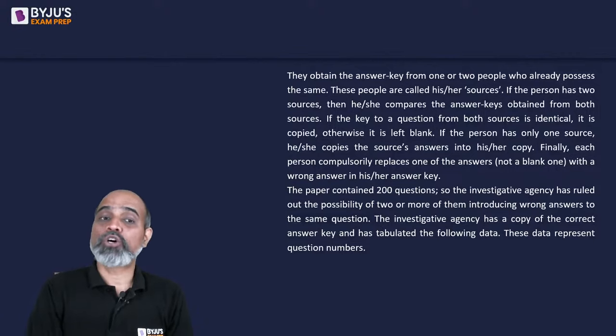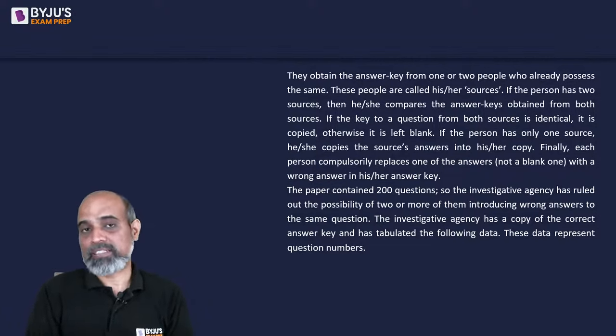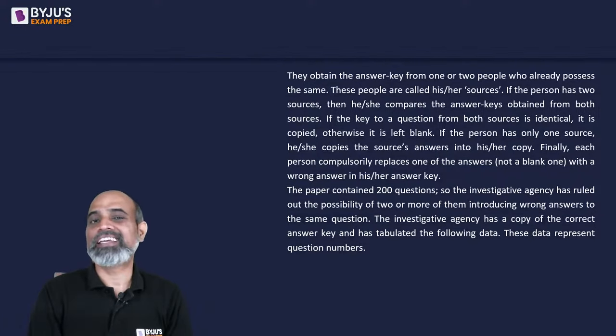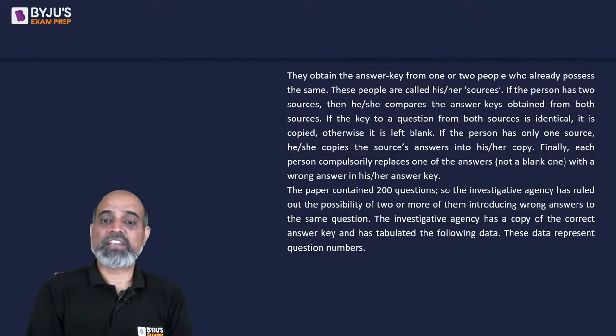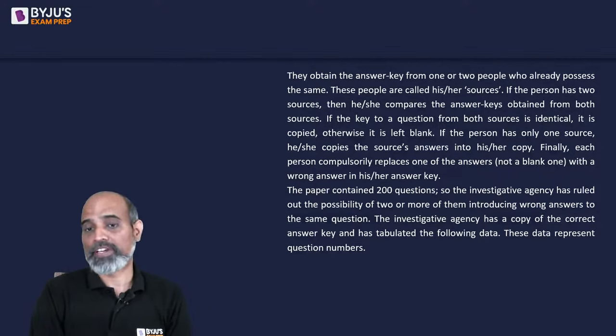If the person has only one source, he or she copies the source's answer into his or her copy. Finally, each person compulsorily replaces one of the answers, not a blank one, with a wrong answer in his or her answer key. The paper contained 200 questions, so the investigative agency has ruled out the possibility of 2 or more of them introducing wrong answers to the same question. The investigative agency has a copy of the correct answer key and has tabulated the following data.